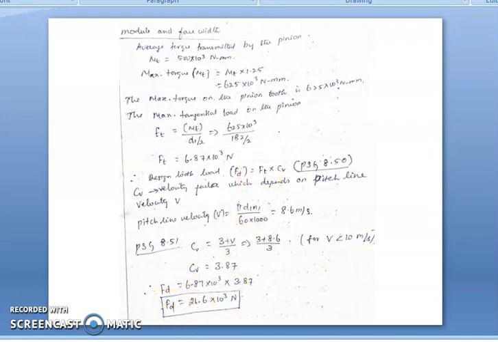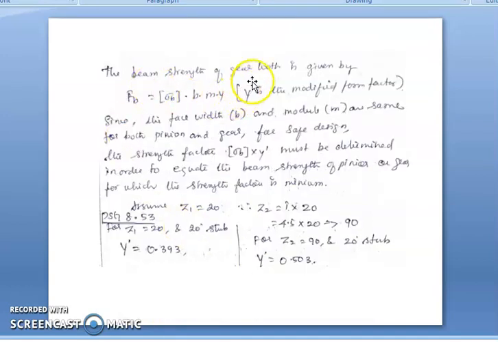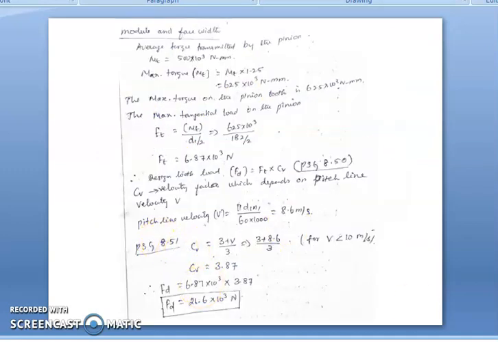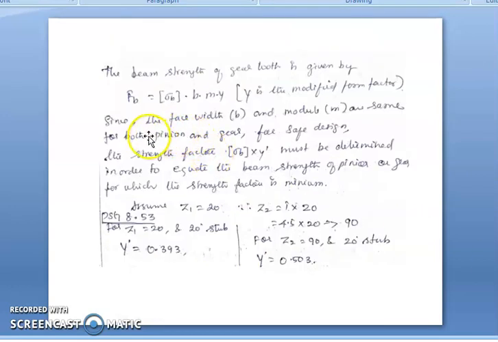Ft is equal to 26. That is the design tooth load or dynamic tooth load. Then the beam strength of the gear tooth is given by the formula, which is also available at page number 8.51. The beam strength is sigma B into b m Y.